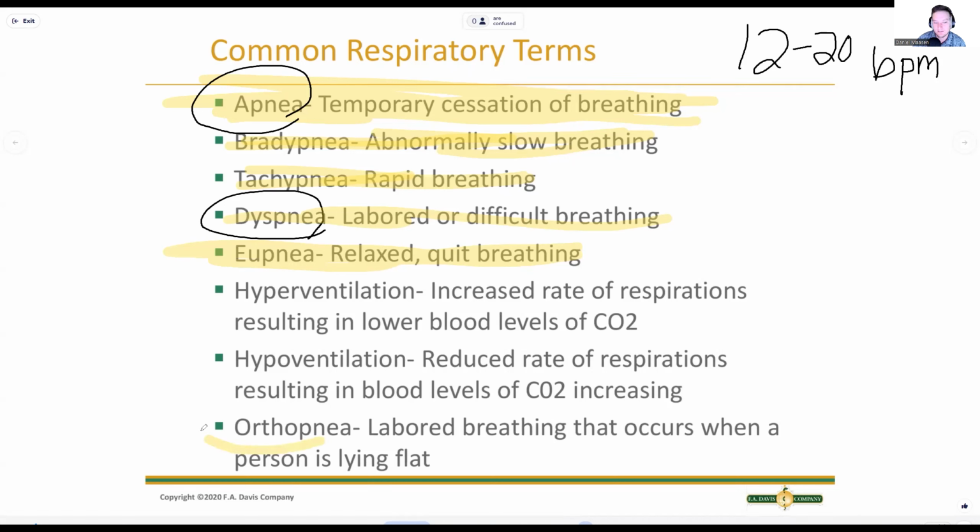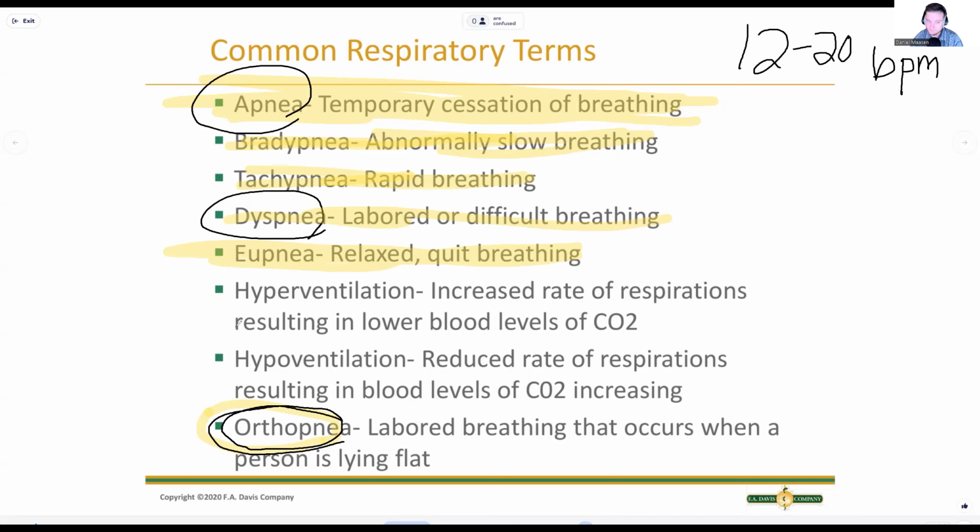And one that comes up sometimes is orthopnea down here. Again, I'll circle it, because this is a real big one. Orthopnea is labored breathing, difficulty breathing, so it's dyspnea, but specific to when people are laying flat. A lot of people that have respiratory diseases sleep upright in chairs because they have a hard time laying flat and feel like they can't breathe. That's orthopnea. The other ones here are hyperventilation and hypoventilation.